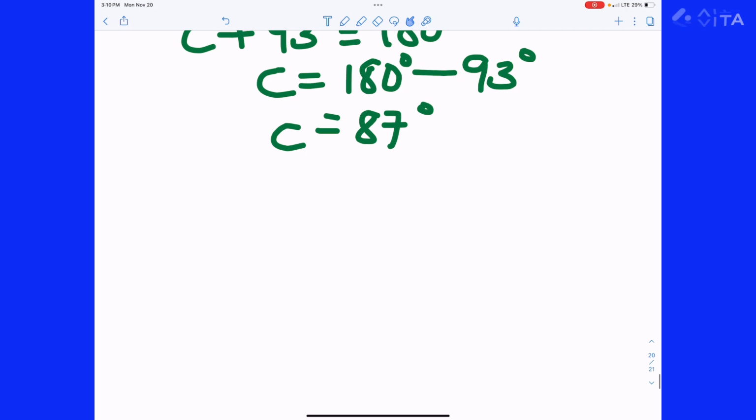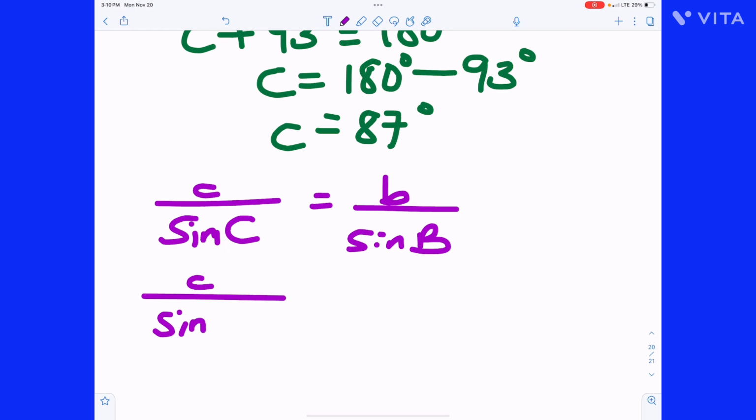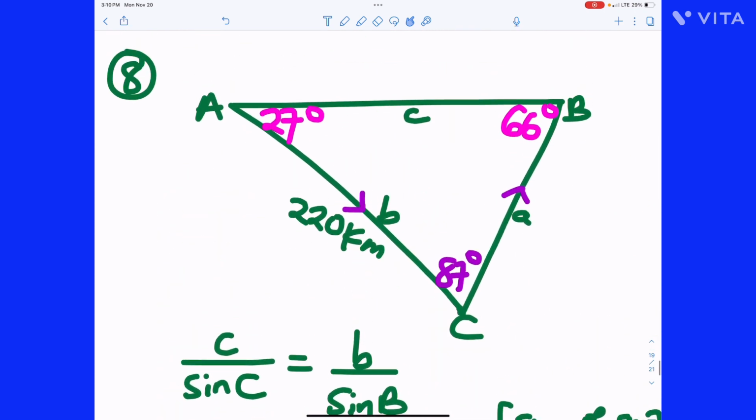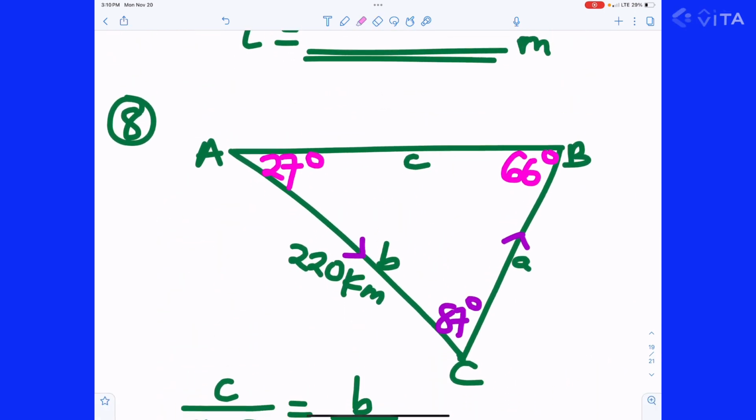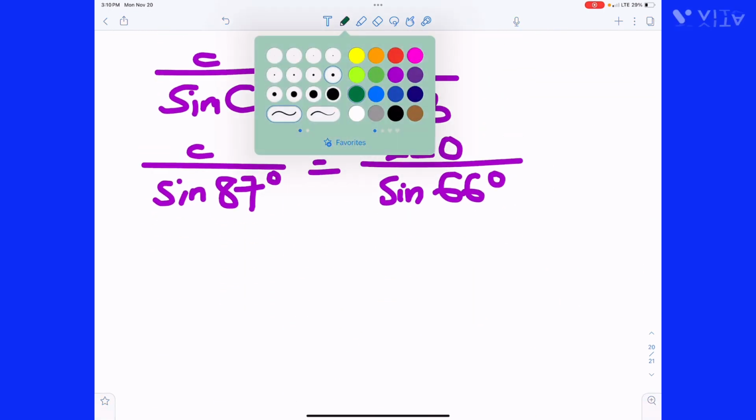So I'll go back to my sine rule. C over sine C is B over sine B. So that gives us C over sine 87, and B is 220 kilometers, over sine 66 degrees. I hope I got that right. Yes, C over sine 87 equals 220 over sine 66. Okay, let's move forward. What do you do next?